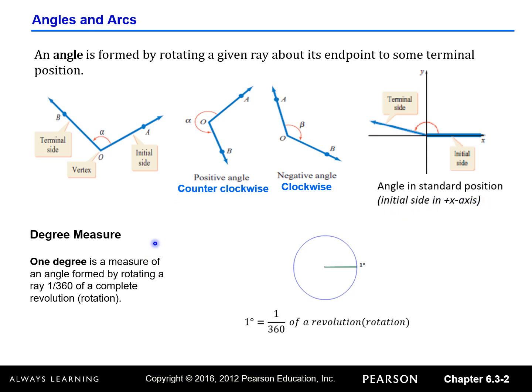We can measure an angle in two ways. One is degree measure. 1 degree is the measure of an angle formed by rotating a ray. Suppose this is a ray. If you rotate this ray 1 out of 360 of a complete revolution, that is equivalent to 1 degree. In symbol, 1 degree is 1 out of 360 of a revolution, meaning you divide one revolution or rotation into 360 equal parts.